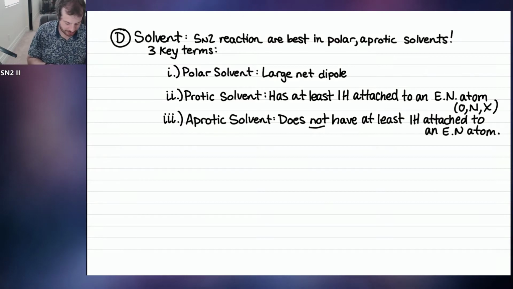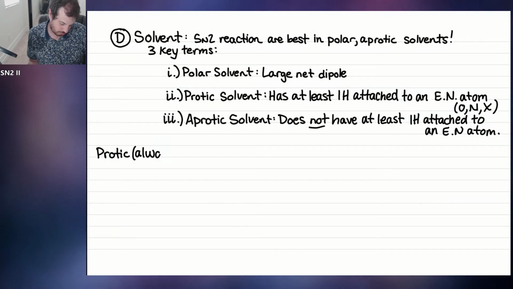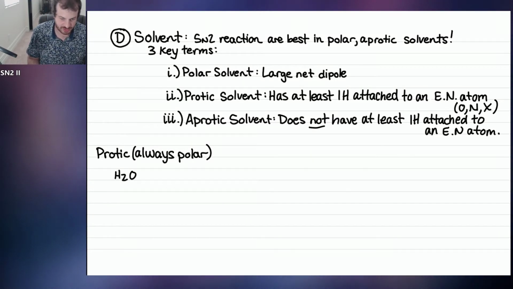Let me just show you a few common solvents now, and again, look on Canvas for the full list. So protic. One thing for sure is that protic solvents are always polar. And so two of the most common protic solvents are water. Has oxygen and hydrogen have a bond, so that makes it protic. And also methanol, a very common protic solvent.